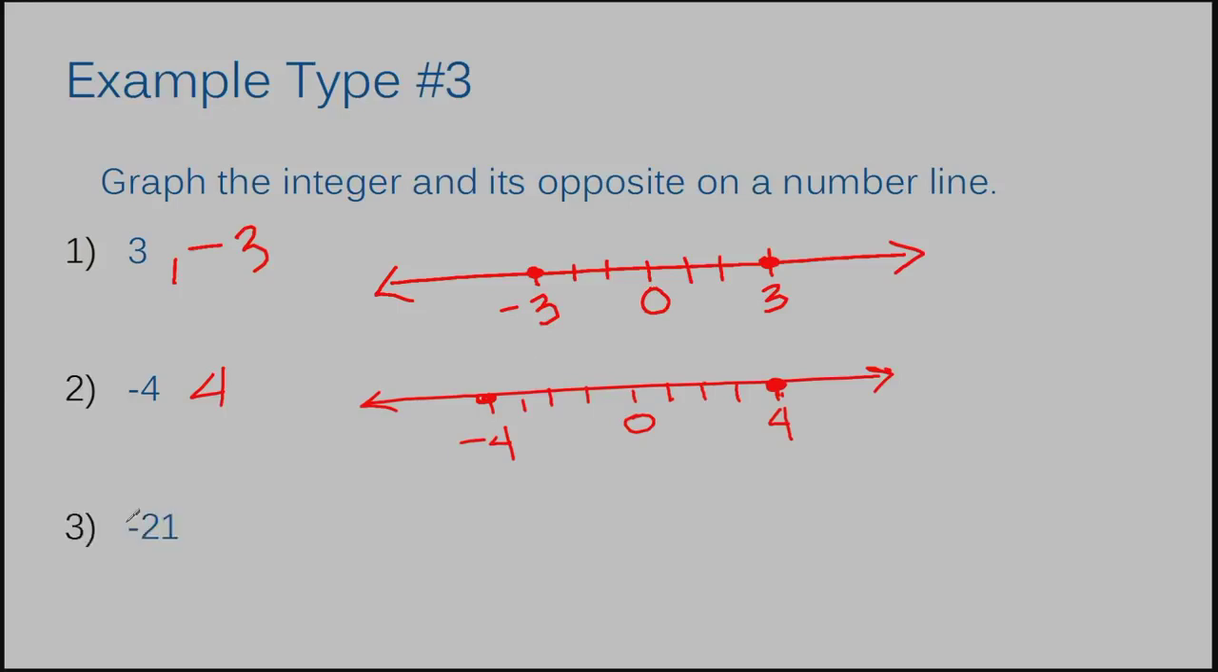Last example is -21. No problem. The opposite of that is going to be +21. I am not going to draw 21 notches going in both directions coming from my 0. I will draw my 0, and I'm going to skip count by 5s this time, which is totally okay to do. 5, 10, 15, 20. I'm actually going to write in 20, and I'm going to put 5 here, and I'm actually going to just put my dot on the 21 position, but not actually write 21. That's okay to do sometimes.